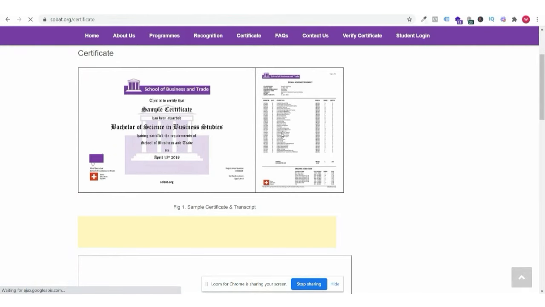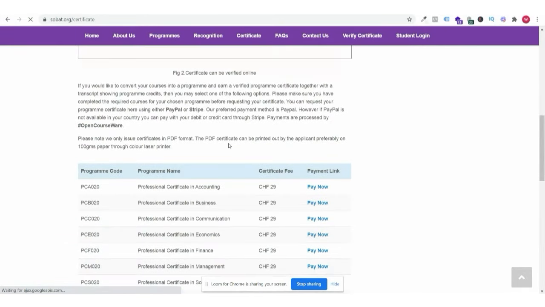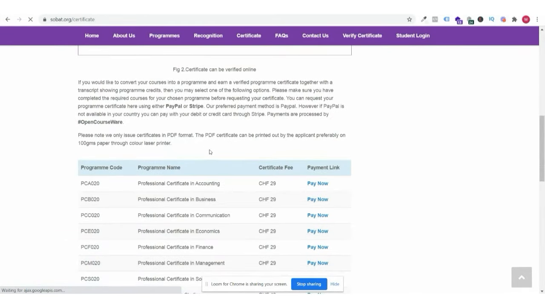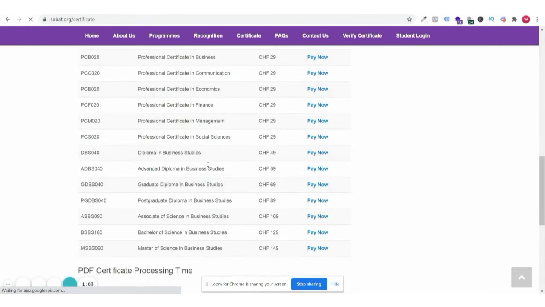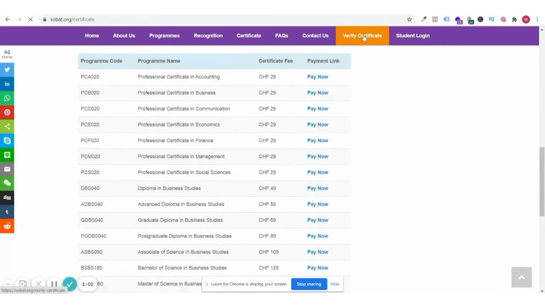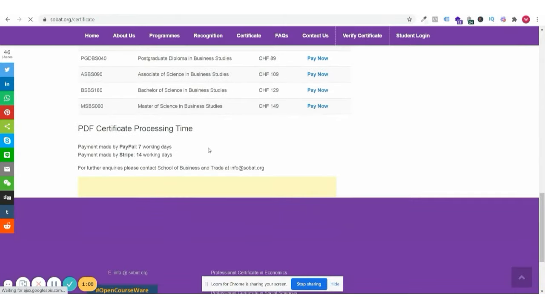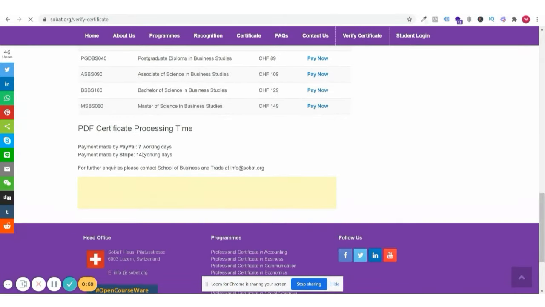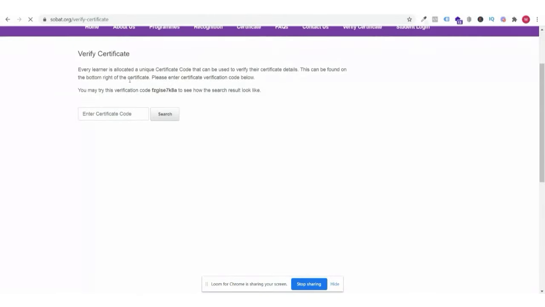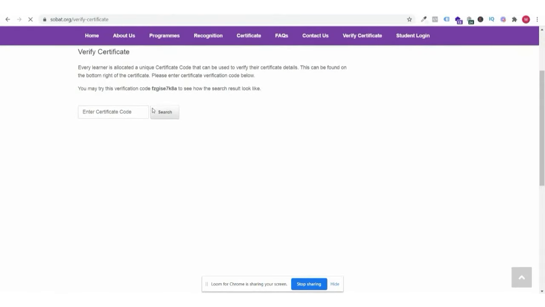Here's a certificate you get. This is the way it looks. And you can pay online to get this certificate. You can also verify your certificate, or your boss or whoever needs the certificate can verify online.